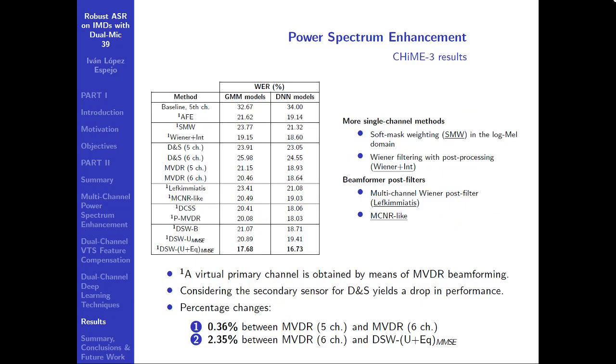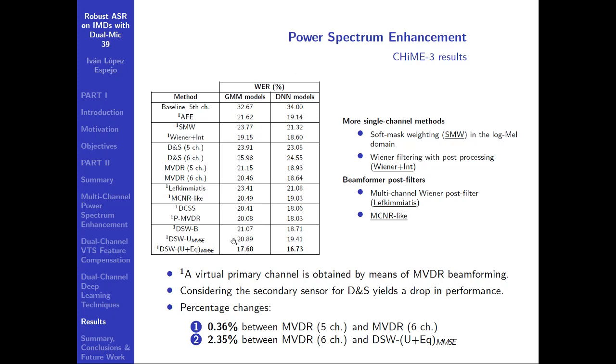Our power spectrum enhancement proposals were also evaluated on the CHiME-3 corpus in terms of word error rate. In this case, a virtual primary channel is obtained by means of NVIDIA beamforming, using the 6 microphones of the tablet to be used as primary channel. Additional techniques are considered for comparison: a soft mask weighting in the log domain, a Wiener filtering with the same post-processing as that used by our dual channel spectral weighting, as well as 2 beamforming post-filters.